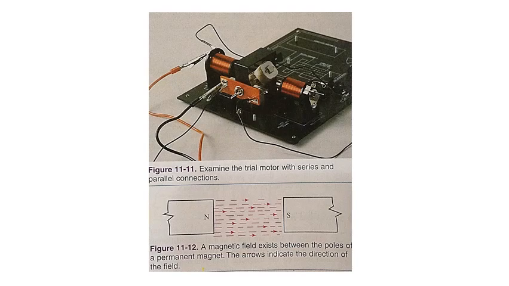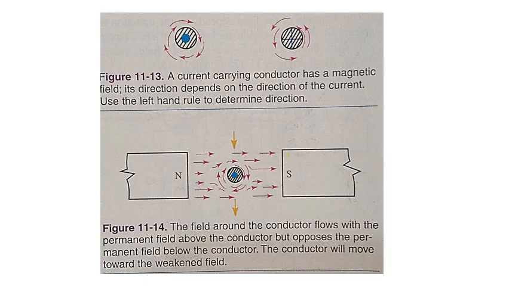11-12 is shown at the bottom of your screen. 11-13, a current carrying conductor has a magnetic field. Its direction depends on the direction of the current. Use the left-hand rule to determine the direction. 11-14, bottom of your screen, the field around the conductor reinforces the permanent field above the conductor but opposes the permanent field below the conductor. The conductor will move toward the weakened field.